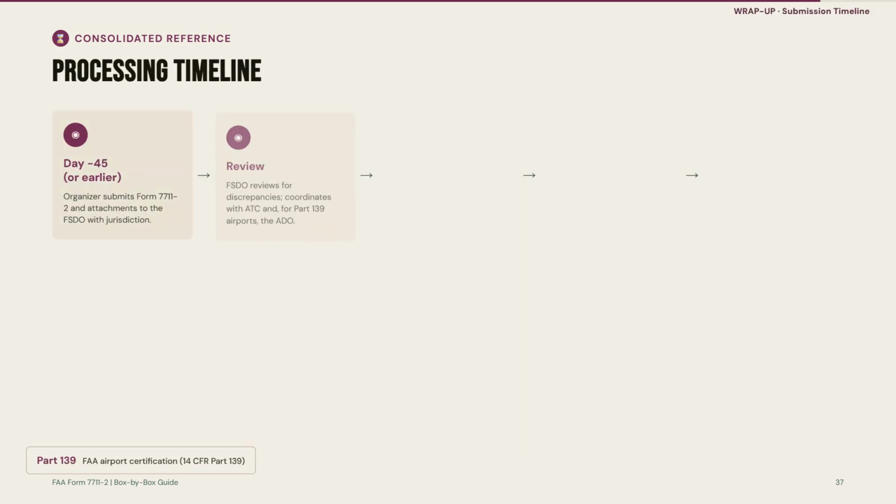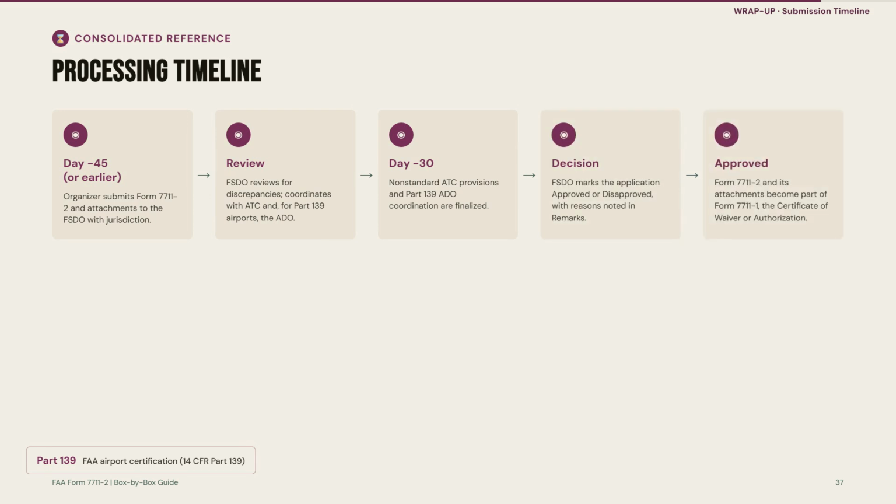This timeline shows how the application actually moves through the FAA once it's submitted. At day minus 45, or earlier if you can manage it, the organizer submits Form 7711-2 and its attachments to the FSDO with jurisdiction over the event site. From there, the FSDO reviews the package for discrepancies and coordinates with ATC, and for Part 139 airports, also coordinates with the Airport District Office.